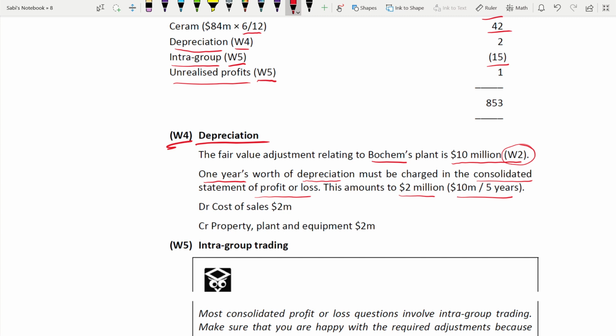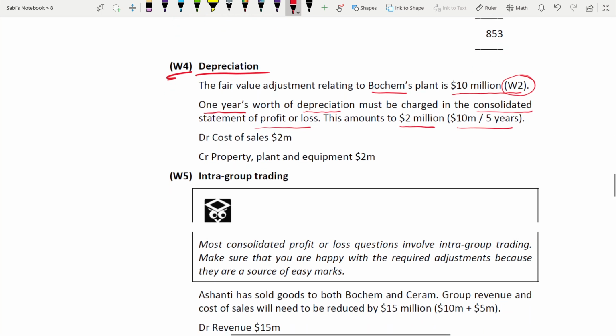But there we took 2 years and we deducted it at the reporting date when we were calculating the net assets. Remember, 10 divided by 5 into 4 million. But in the profit and loss only 1 year, so 10 divided by 5 years because the useful life was 5 years, so 2. Now that means you debit cost of sales, because cost of sales is an expense, by 2 million, because in the cost of sales only depreciation is recorded. Credit property, plant and equipment 2 million because from property, plant and equipment only this depreciation will be deducted. It is relating to this plant. That's why credit PPE.